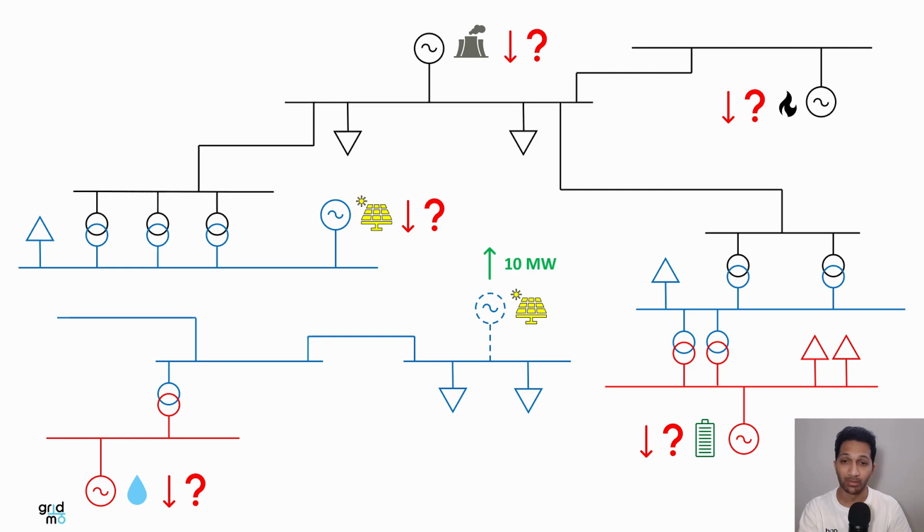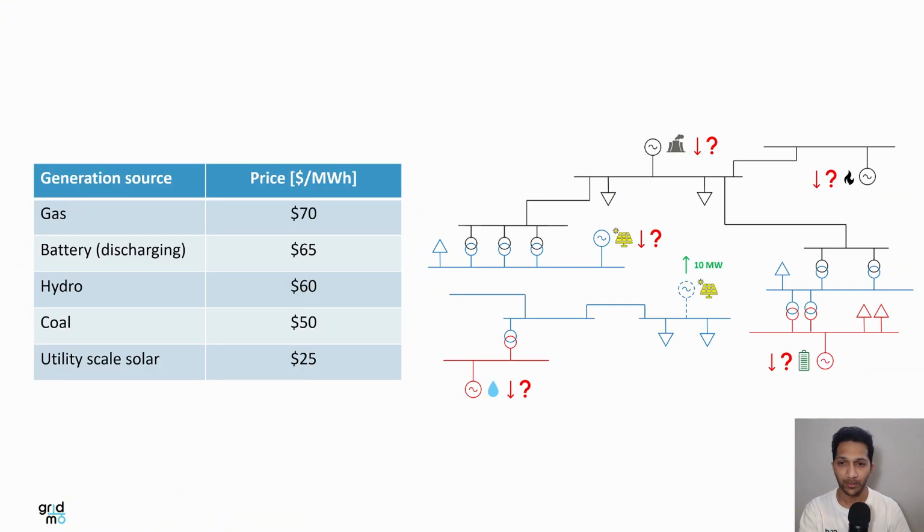Finally, the factor which is most commonly considered is the price of the generation which is provided by these generators. Given our simplified network operates under a market dispatch mechanism, we will look to displace the most expensive generator in this network. For example, here are the prices of the generators in our simplified network. In this case, the gas-fired power plant is the most expensive, followed closely by the battery, then the hydro power station, then coal, and finally solar.